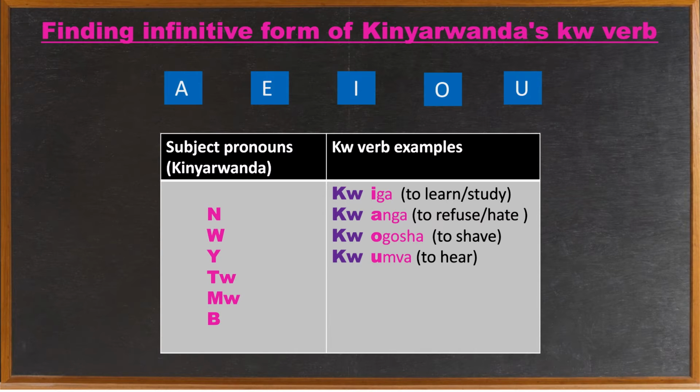Okay, so it is really simple, and this is the technique that you use in order to find a kw or kwa Kinyarwanda verb. So one more thing to mention before we go to the subsequent categories of Kinyarwanda verbs, it is the subject pronouns. So we've got n, w, y, tw, mw, ba for I, you, he or she, we, you, and they. Now let's move to the next category.